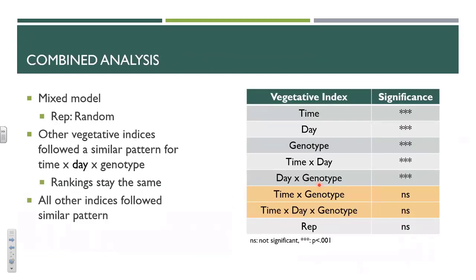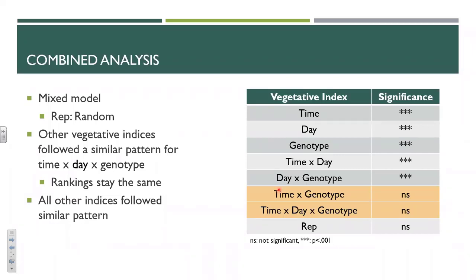For the combined analysis, we again did a mixed model with block being random and then included the factors time, day, and genotype. And time by day by genotype was not significant. So again, our rankings are not changing between the morning and the afternoon flights for the vegetative index VARI. And then looking at the second order interaction, time by day is not changing, or time by genotype is not changing.